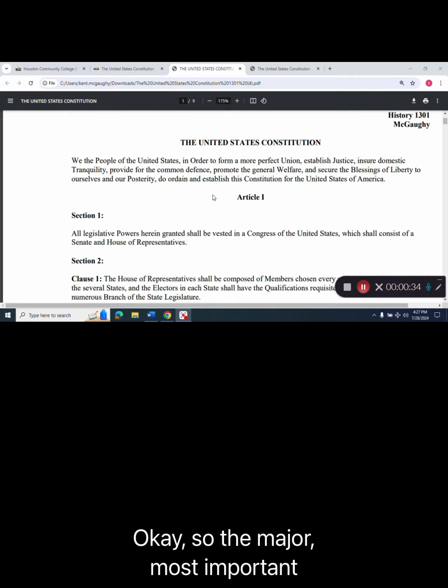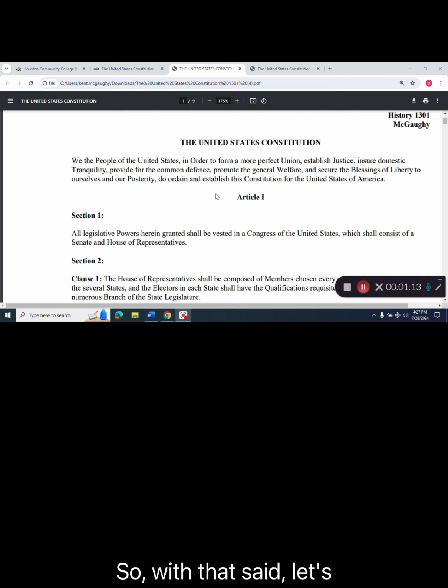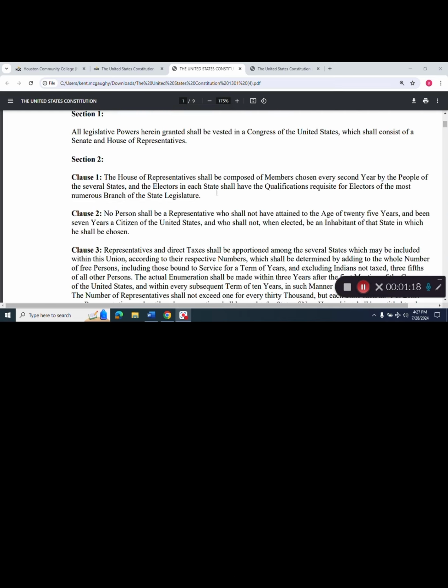government. The most important articles of the Constitution are Article 1, Article 2, and Article 3. Those first three articles establish the three branches of government. Article 1 establishes the legislative branch. Article 2 establishes the executive branch, the presidency. And then Article 3 establishes the judicial branch. So, with that said, let's take a look at Article 1.